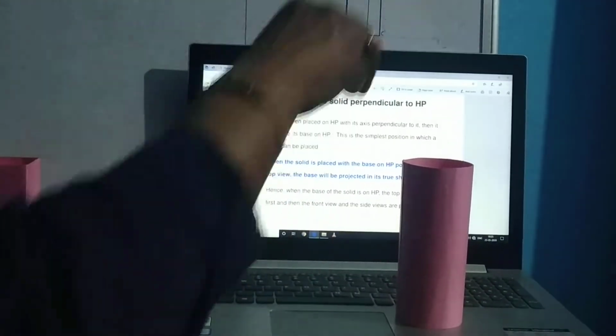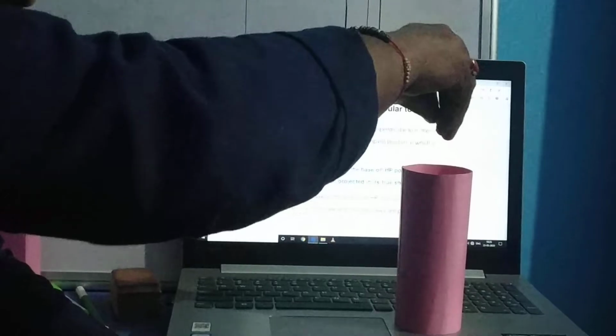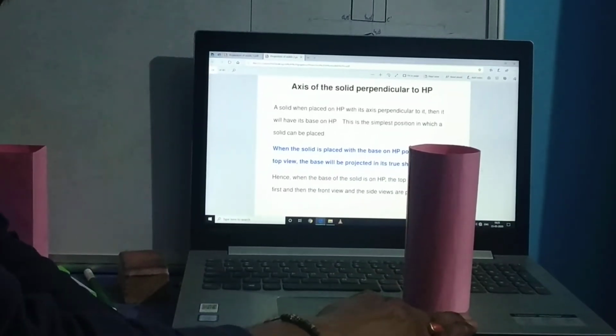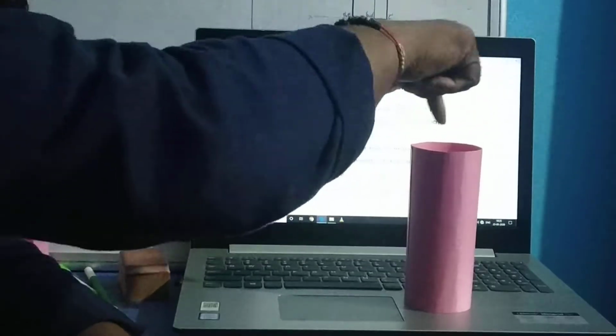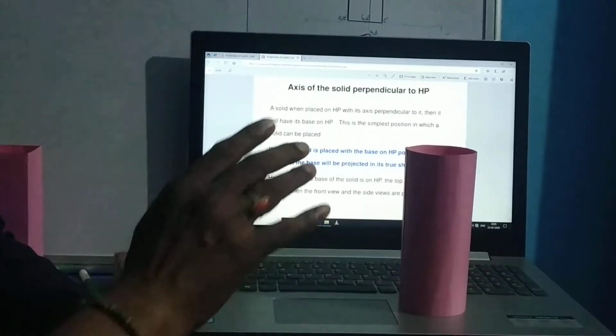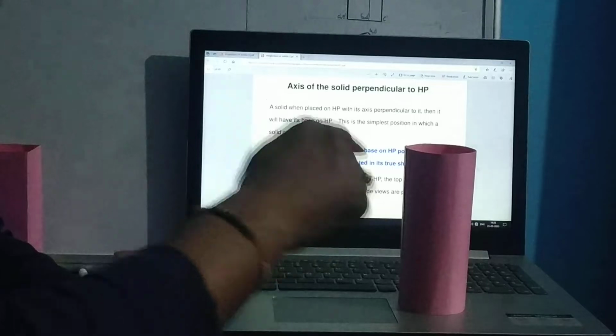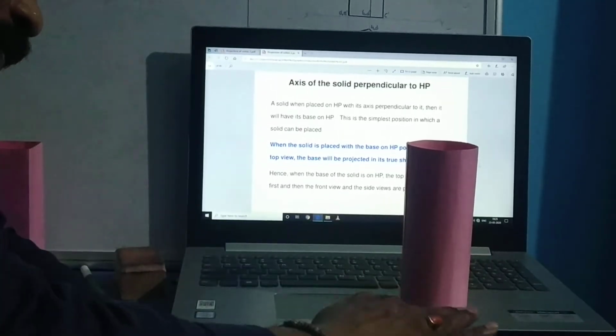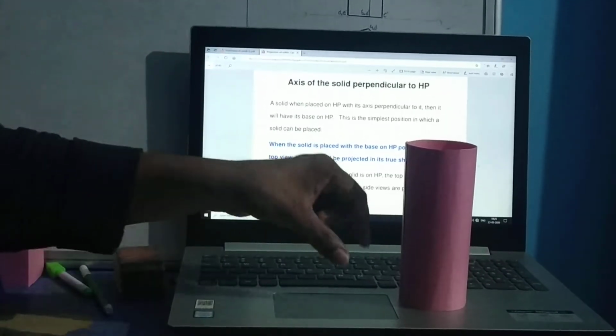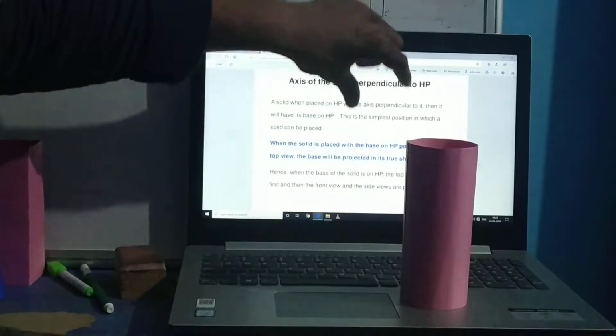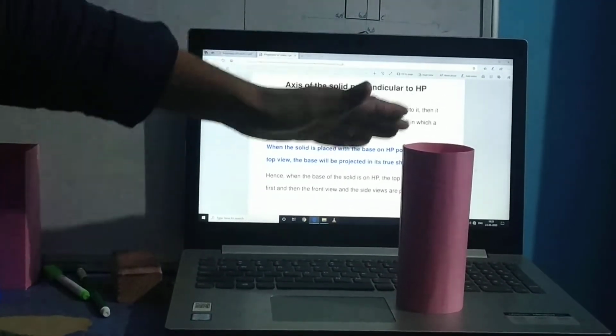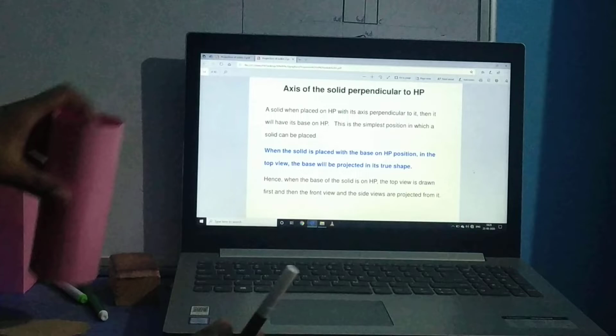In this case, when you view from the top, we get this circular shape on the HP plane. So we are getting the base shape on the HP plane. Therefore, first of all, we will draw a circle on the HP plane, and with respect to that circle, we will draw the second image, a rectangular shape on the VP.